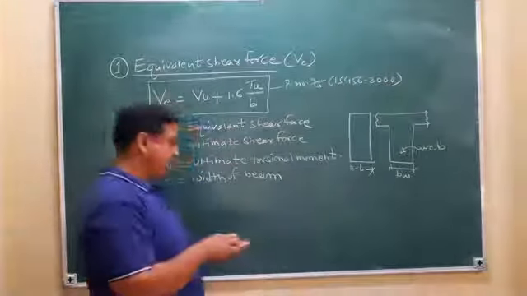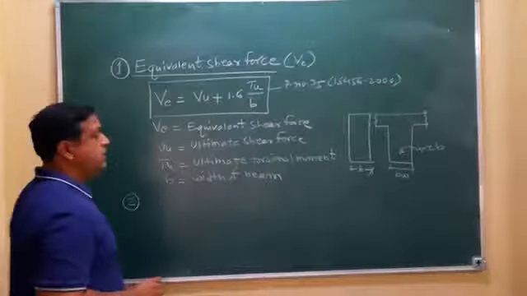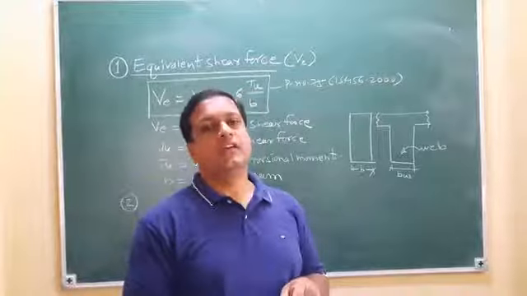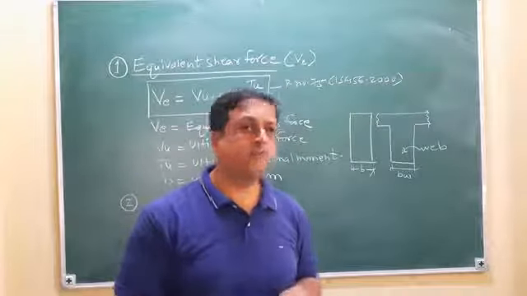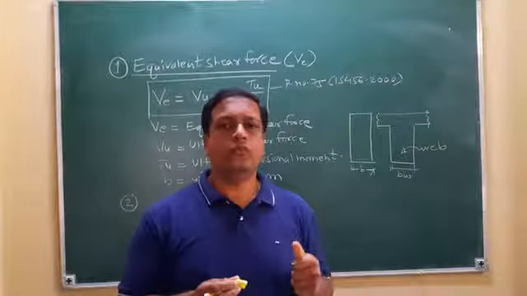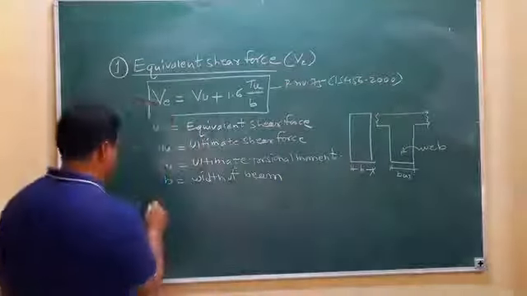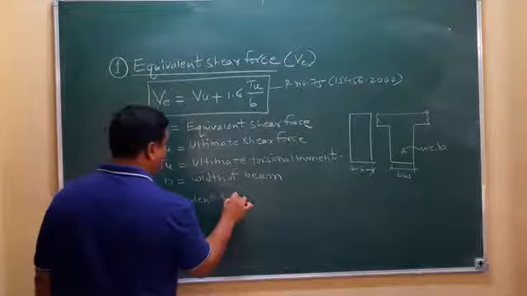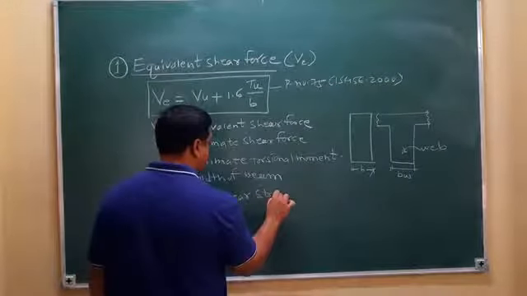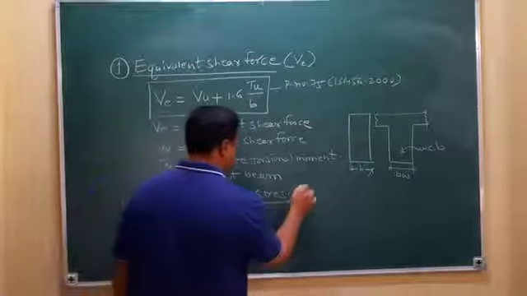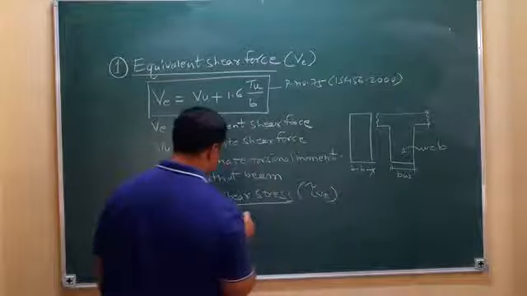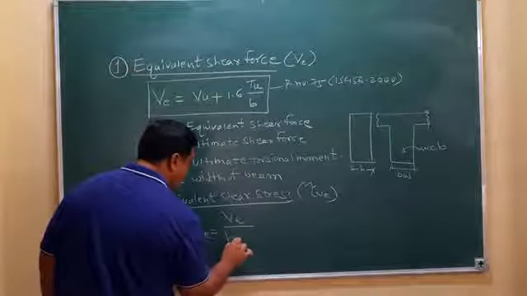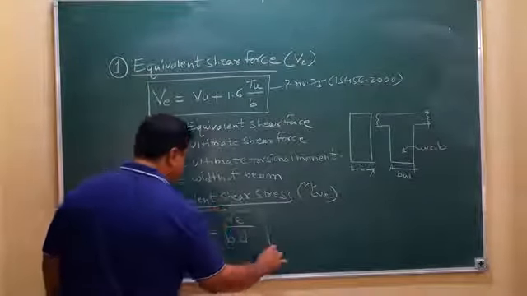Now next what you have to do? You have to find out the equivalent shear stress. That means whatever we have done in the design of shear reinforcement in the last semester, the same thing you have to do. You have to find out the equivalent shear stress, it is the tau VE. We know that the shear stress is equal to force divided by cross sectional area.